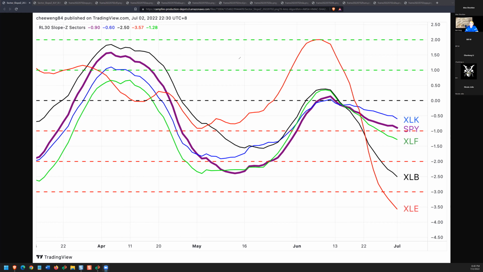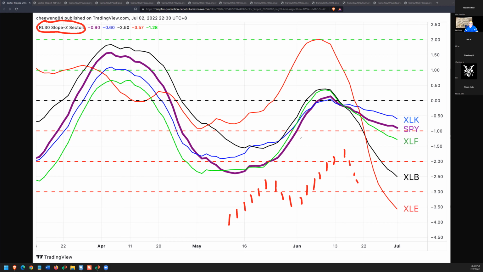Here we go. All right, let's start with Chi Wing Chong's RL30 slope, the Z-score of the sectors. Again, we're looking at Z-scores. And so the idea of the 30 period slope is something like this.